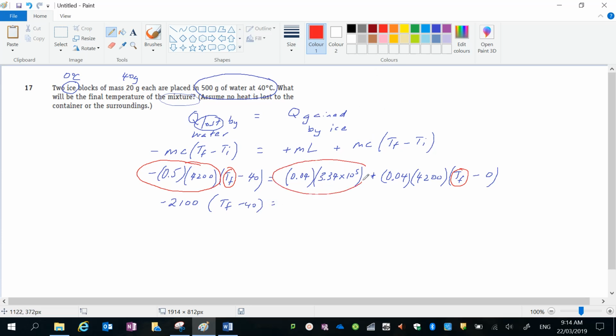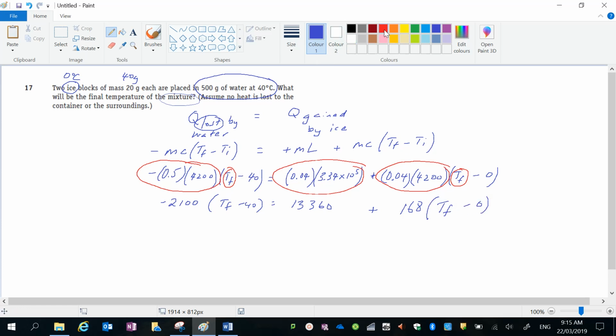We can simplify this. It's 0.04. I'll do it on my calculator. 0.04 times 3.34 by 10 to the 5. That's 13,360. Then we can simplify this section. So 0.04 times 4,200 is 168. So plus 168, then TF take 0.